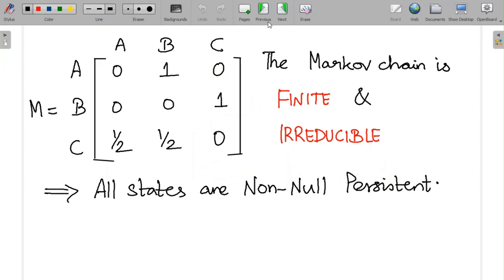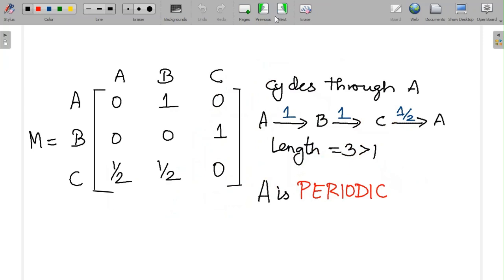From A to B, there is a direct communication. And from A to C, we can also go because from B, there is a communication to C. B to A is possible through C. C to A, there is a direct communication. So this is an irreducible Markov chain and also finite. Therefore, all states are non-null persistent. We just take some time calculating the periods of each of its states.